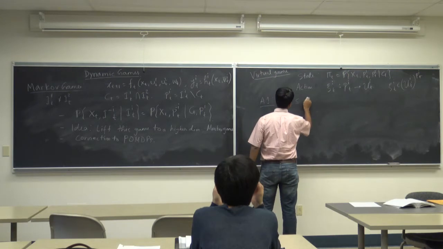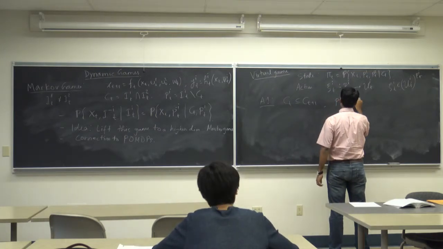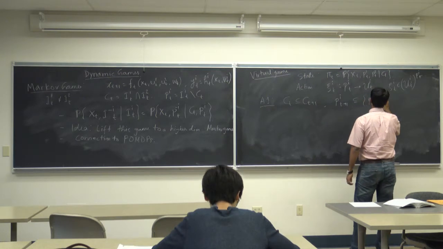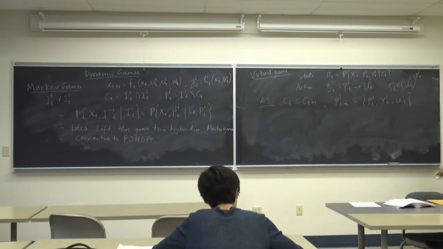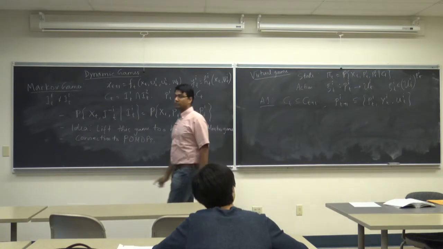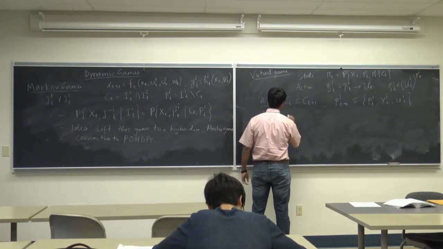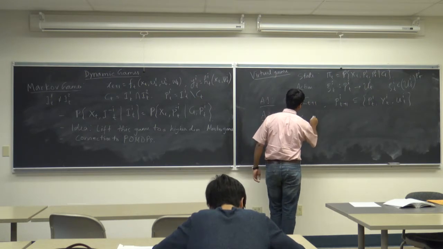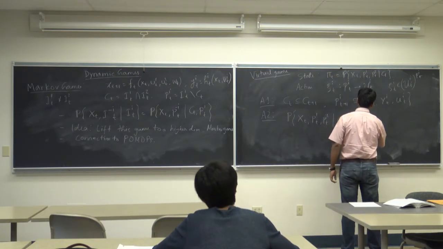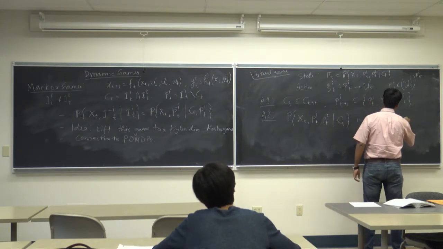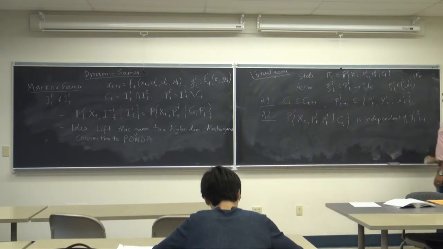Assumption one is C_t is a subset of C_{t+1} and P_{t+1}^i is a subset of P_t^i, Y_t^i, and U_t^i. And then assumption two I'm going to make is that the probability of x_t, p_t^1, p_t^2 given c_t is independent of gamma^1, gamma^2, 1 to t minus 1.